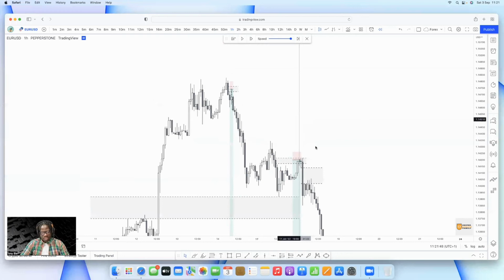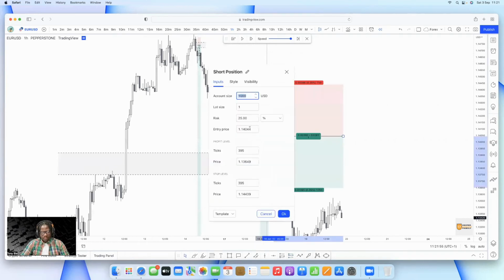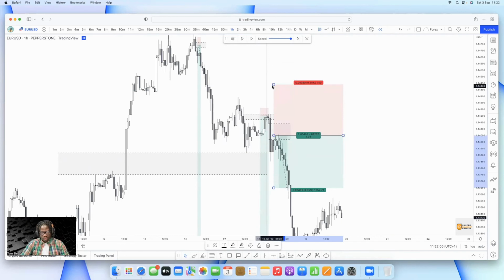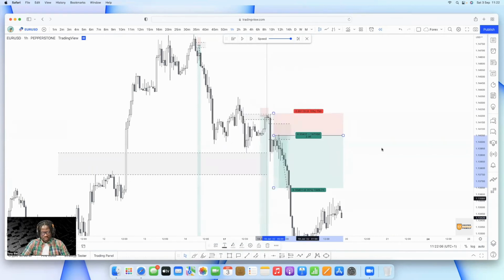How many entries have we had so far now? First one, second one, right? And then we have another one in this area. Could just play 50. Yes. Stop, we just go above this high. That's about 16.6, 17 pip stop loss.